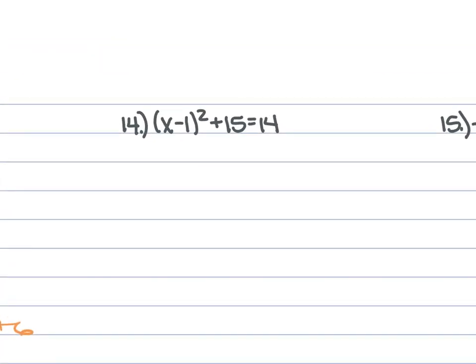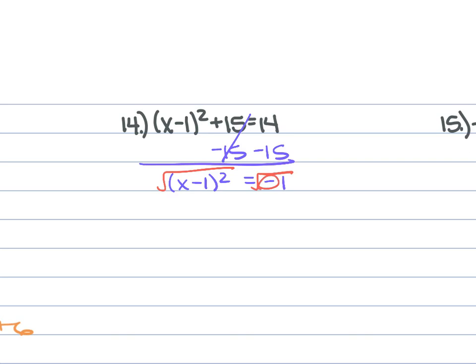For 14, we have (x − 1)² + 15 = 14. So we're going to subtract the 15 from each side. We have (x − 1)² is equal to −1. We take the square root of both sides. We cannot take the square root of a negative, so this is no solution.